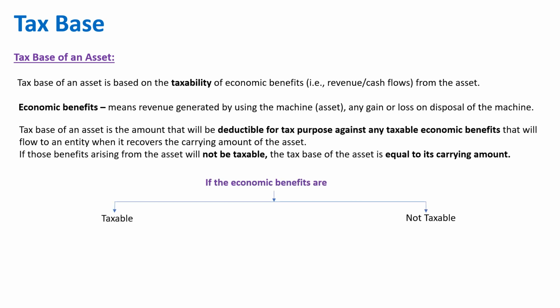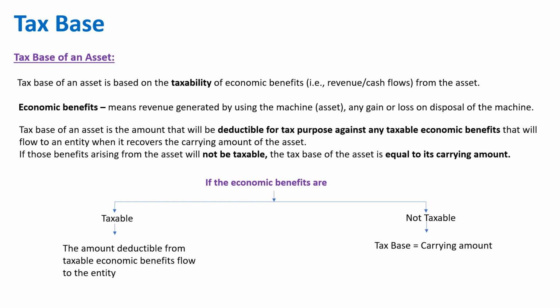So if the economic benefits are taxable, that means the asset which we are carrying in the balance sheet as per the accounting records, if it generates economic benefits in future, whether that is taxable. If that is taxable, the amount deductible from taxable economic benefit flow to the entity is the tax base. And if the economic benefits are not taxable, then the carrying amount is equal to the tax base. Let's go through a few examples to have more clarity on how the tax base has to be calculated for an asset.